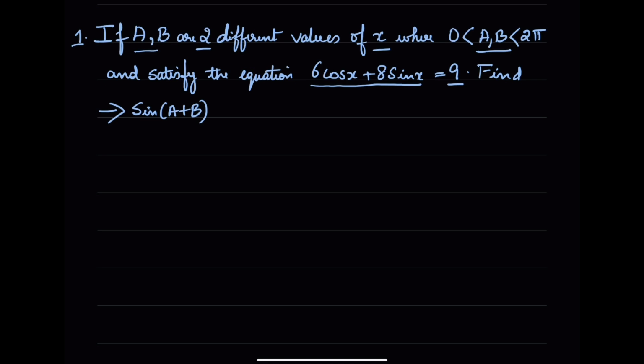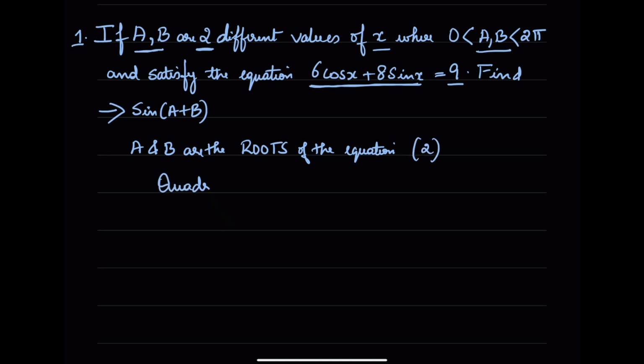Now let's see what this actually means. When they say a and b are two different values which satisfy this equation, that means a and b are the roots of the equation. That is the first important point we have to understand. And when an equation has two roots, that means it is a quadratic equation. Correct?